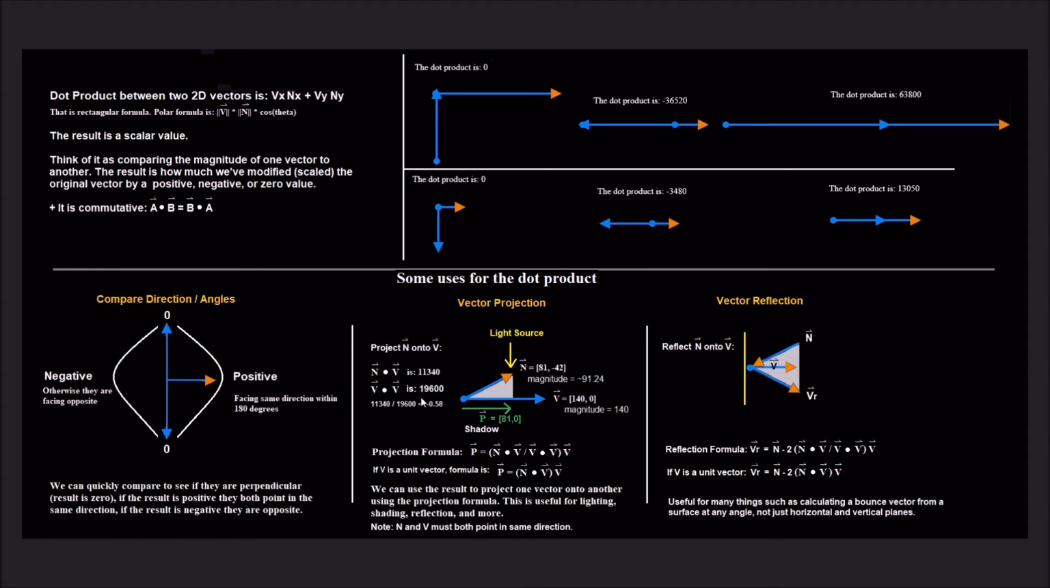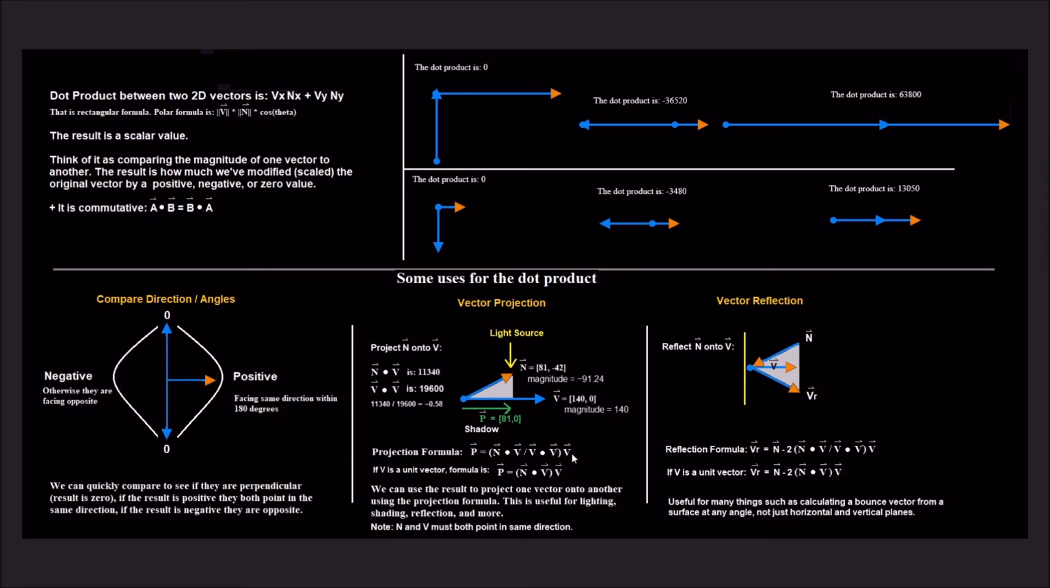If you look at these numbers I have here, this is just an example to give you an idea that you could work through if we were projecting n on the v. First you have to take the dot product of n dot v, and the result for this example is 1130. Then we take v dot b, which is over here. The result of that is 19,600. So you can see we're dividing those dot products. If we divide them here, the result is 0.58. This formula, the projection, is equal to n dot v divided by v dot b times v.